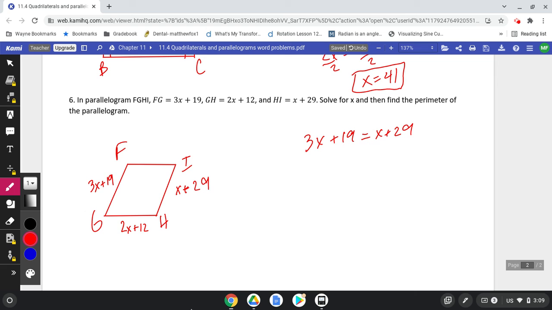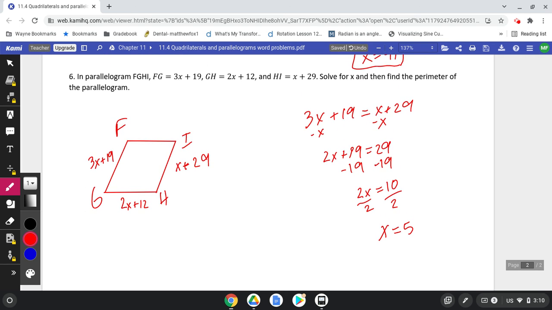So the first thing we'll do is solve for x. Let's subtract x. So 2x plus 19 equals that 29. Divide by 2. X equals 5. Now it asks us to find the perimeter. To do this, I don't care which of these you plug it into, 3x plus 19 or x plus 29. It should give you the same answer. I'm going to choose x plus 29 because maybe it's slightly easier. If I plug in a 5 right there, 5 plus 29, that is a length of 34. We don't know what the label is, so let's say 34 units.